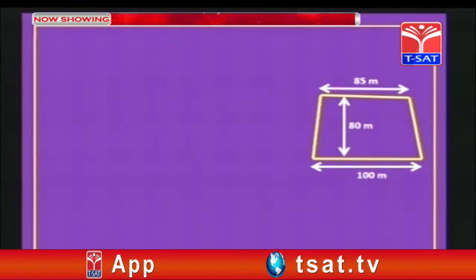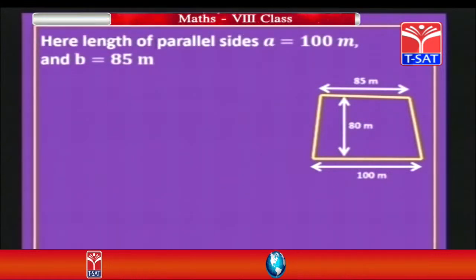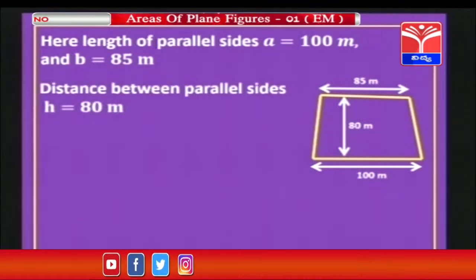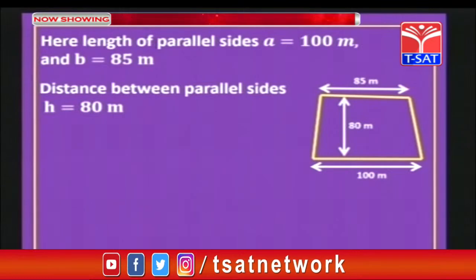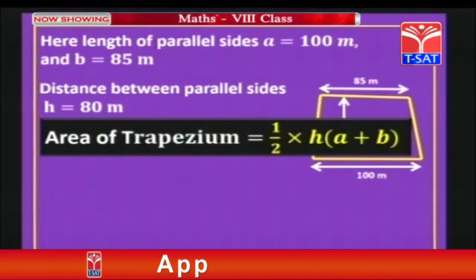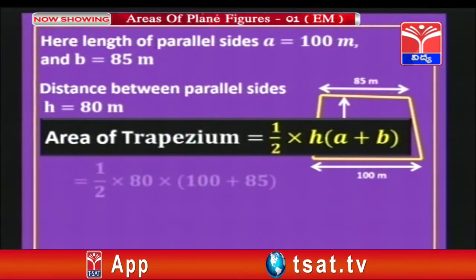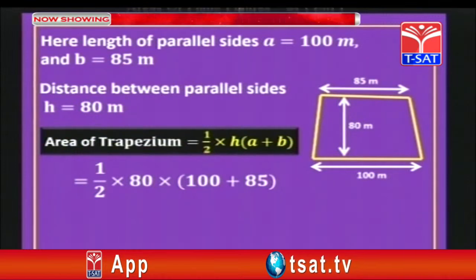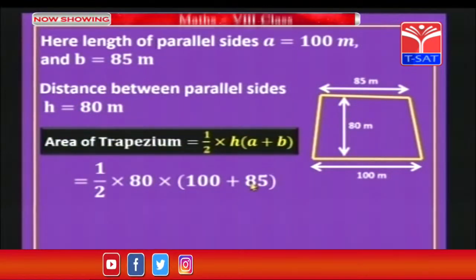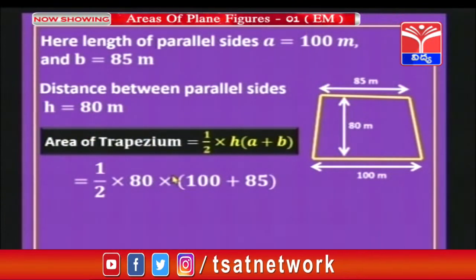So you can see the image, children. From that, the length of parallel sides a equal to 100 meters and b is 85 meters. And also the distance between the parallel sides is nothing but h equal to 80 meters. And recall that area of trapezium is half h into a plus b. Now let us substitute the values, children. Here h is equal to 80 and a is 100 and b is 85. On substituting it, I can cancel this one time and 40 times, right children?